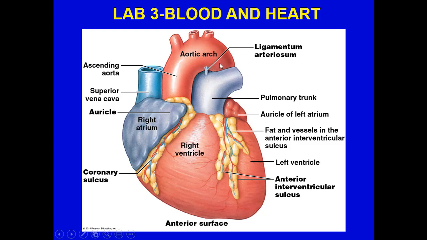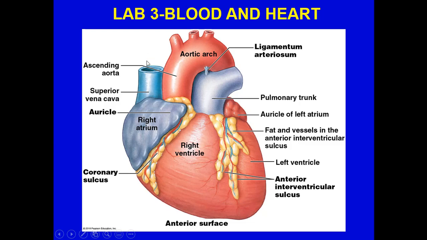You have the ascending aorta, and you notice the aortic arch where you have the major arteries heading out to the limbs as well as to the head for circulation. You have the right atrium, the left atrium, the right ventricle, the left ventricle, and the anterior interventricular sulcus.